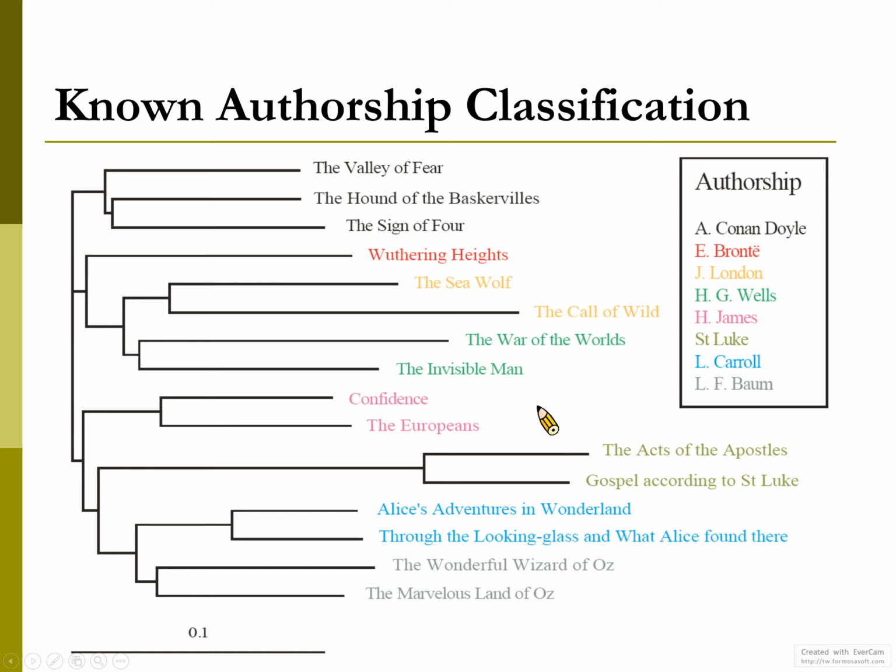Okay, so this is the kind of validation of this method. Here we have 16 different texts or books from different authors. For example, we have the detective fictions from Conan Doyle, The Valley of Fear and The Sign of Four, and also we have fictions from Jack London, The Sea Wolf and The Call of the Wild, and also Alice's Adventures in Wonderland. So these are very famous fictions or texts.